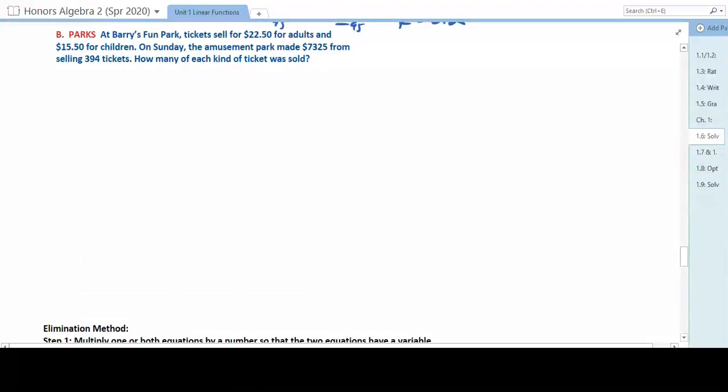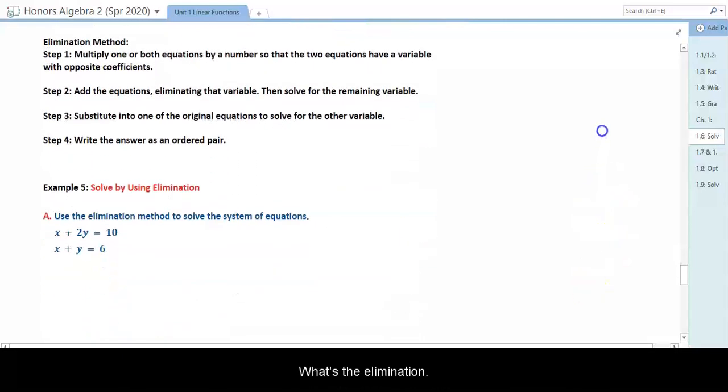I'm going to skip example B for the sake of time. Again, if you want to look at it, be my guest, and if you want me to check your work, I will. But let's look at elimination. Elimination says this. So step one is to multiply one or both equations by a number so the equations have a variable with opposite coefficients. And so what we're talking about there is that we want the variables to be the same number but have different signs. Step two, add the equations eliminating that variable and then solve for the remaining variable.